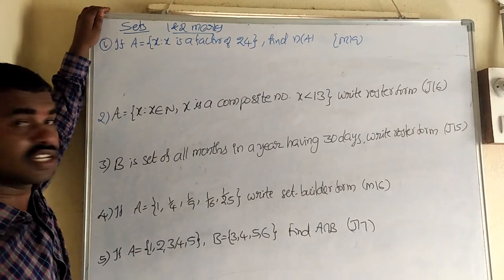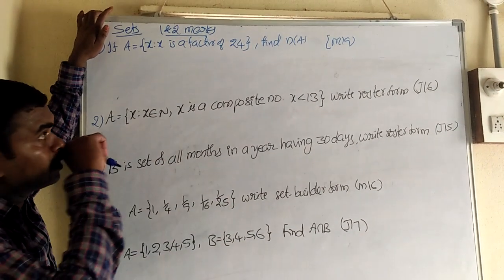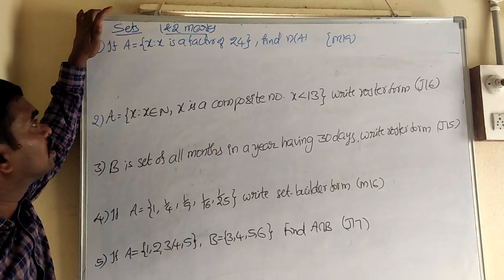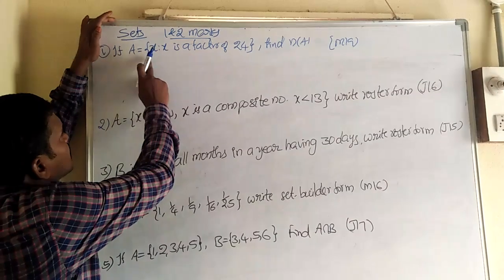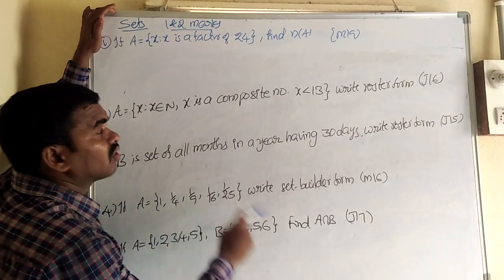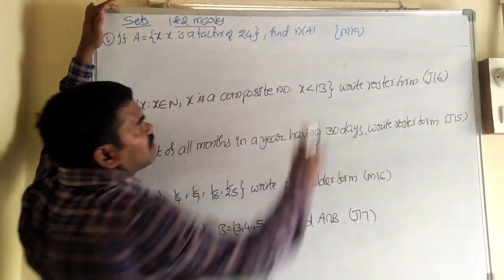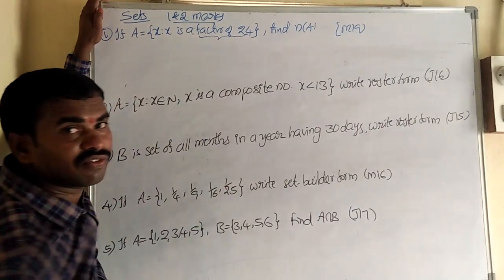Okay, 2 more questions. Just now we have discussed some basics regarding the words which come in problems. So the first question is, if capital A equals the set of x such that x is a factor of 24, find n of A. So here we have to write the factors of 24.